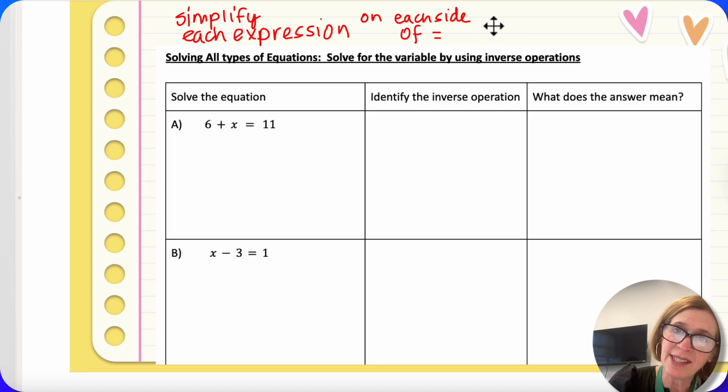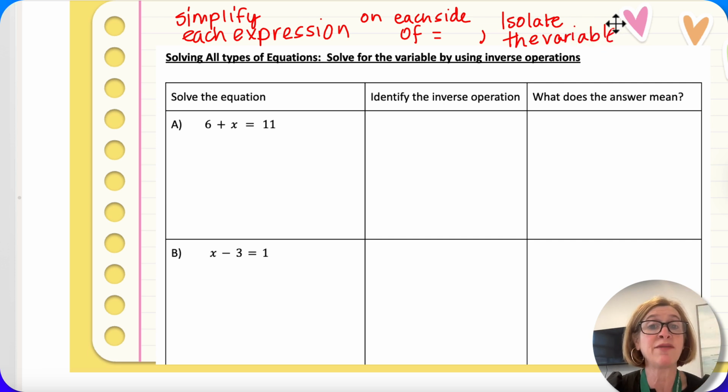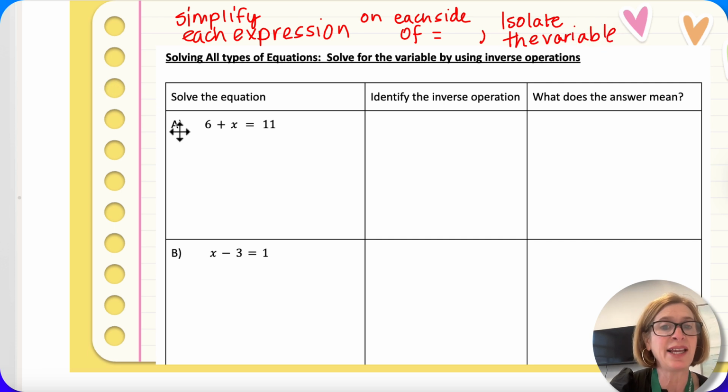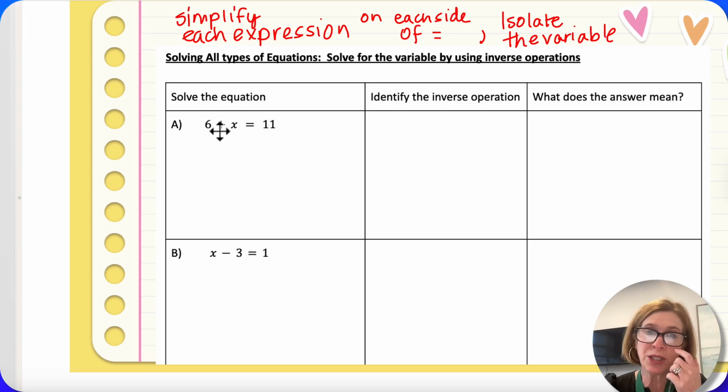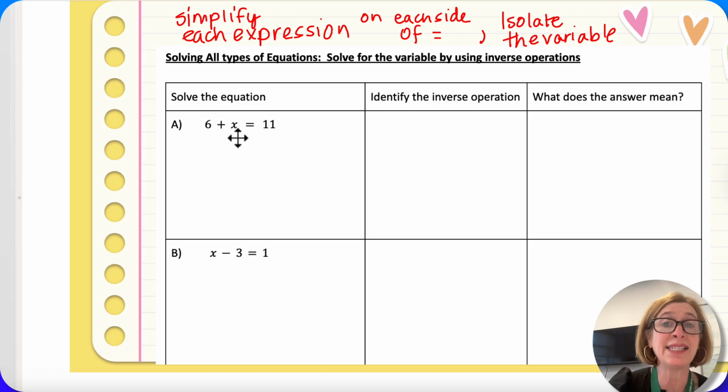Then the goal is to isolate the variable. That means you have to get x alone. So this is where we have to use inverse operations. You have to say to yourself, what is this 6 doing to x? Now in this particular example, I don't think it is all that easy to see what 6 is doing, right? So I actually like to use the commutative property and rewrite it as x plus 6. I always like to put the variable first if I can. It helps me. All right, so now I can see that 6 is being added to x.